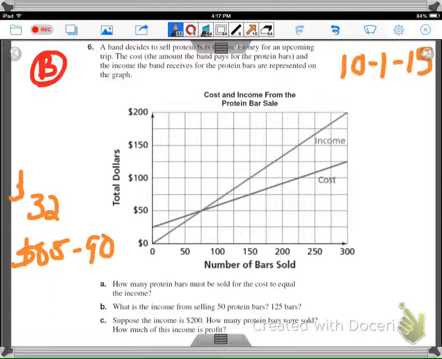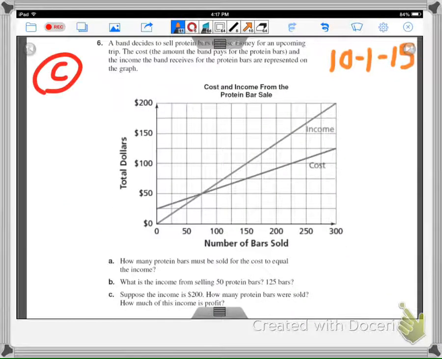Last question. Suppose the income is 200. How many protein bars were sold, and how much of this income is profit? So first I have to go to 200 on the dependent variable that's right here. And the question is asking me how many protein bars were sold for 200. And so if you go over to the line, you see that that is 300 protein bars. And I'm on the income because it says income.